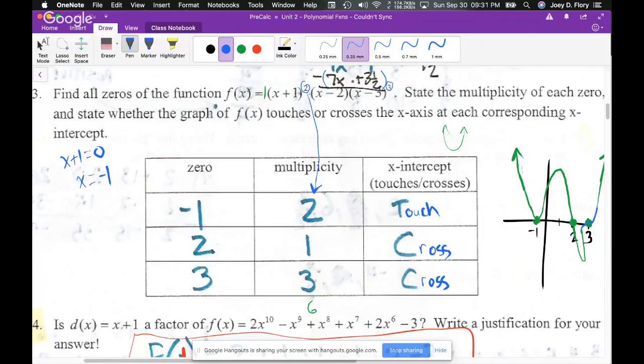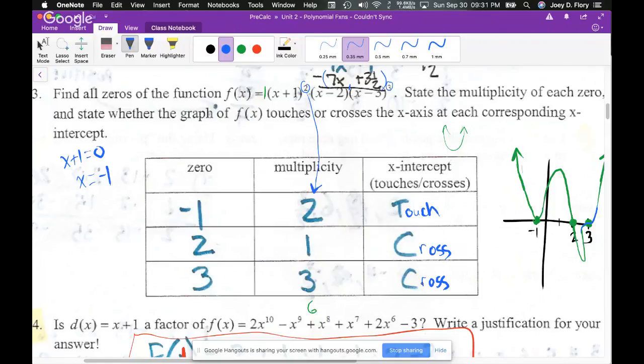Its multiplicity is 1 because it has that invisible exponent up there. 1 is odd, so it's going to cross at our 0 of 2. The last 0, x minus 3, set it equal to 0, solve, you're going to get 3. That's your last 0. It has an exponent of 3 outside of that factor. So that's our multiplicity. 3 is odd, so it's going to cross at that one as well. All right, so for the purposes of this problem, that's done.